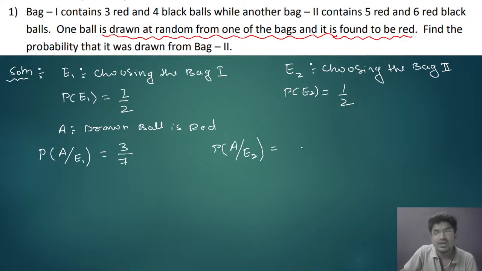That will be the 5 red balls. Totally there are 11 balls. Very good. 5 by 11 is the correct answer. Very nice. So now see here what we have to calculate.